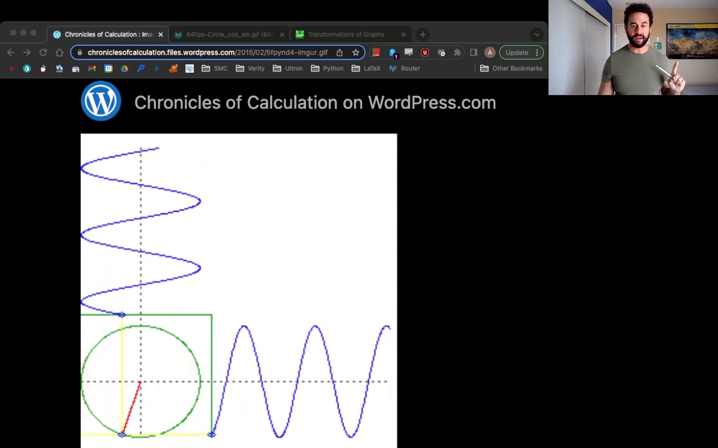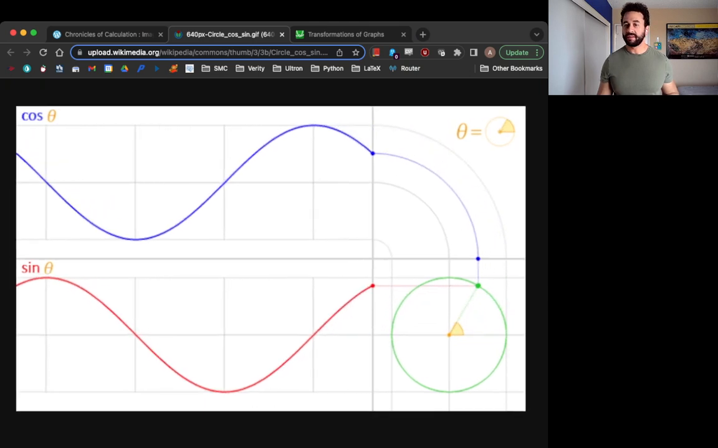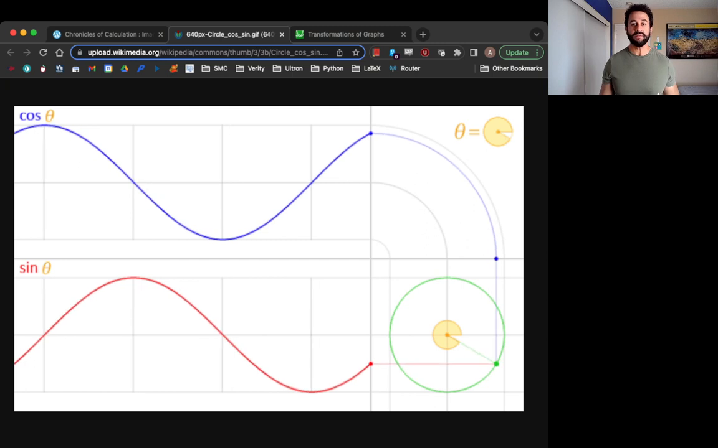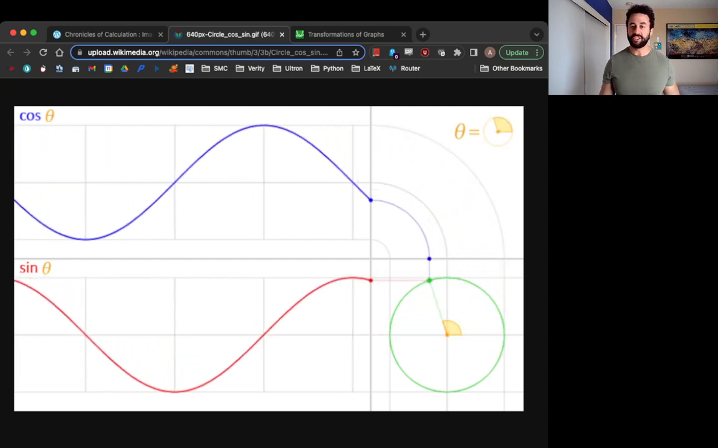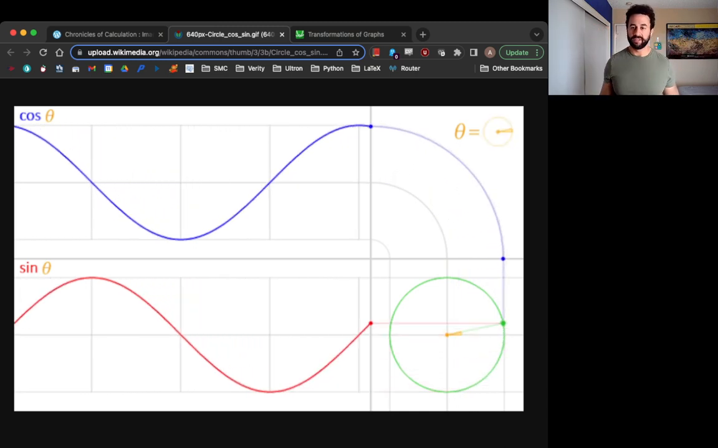All right, let's look at the other animation. That one is right here. Here we go. Okay, so this is basically the same picture, but what this animation is doing is showing you the cosine graph drawn horizontally.